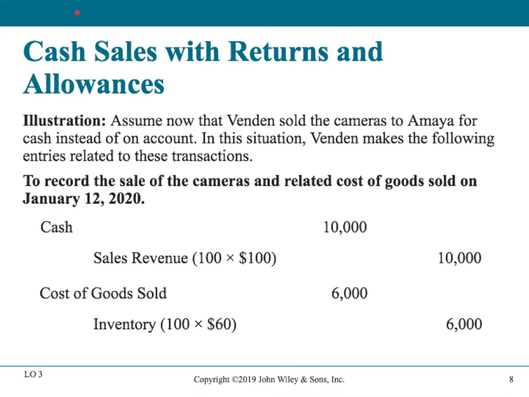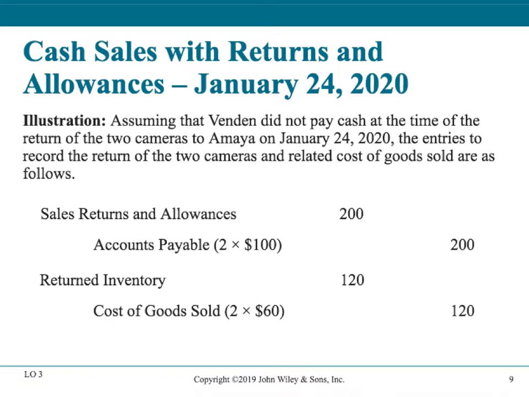Now we're going to switch up to cash sales. So the transactions will be very, very similar to your credit sales, except when the sale occurs, instead of debiting accounts receivable, you will debit cash. The rest for the sale is the same. What about when we get the return and sell itself?